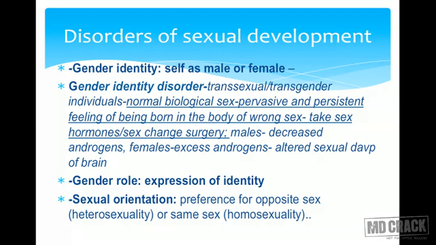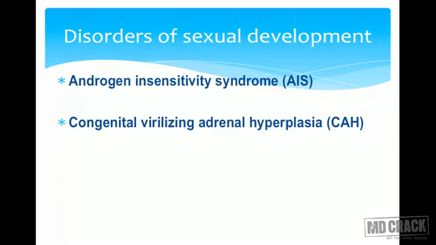The next important word in sexuality is gender role. That's the expression of the identity: how a person expresses his sex, how he dresses, and how he presents. The next important area is sexual orientation. The preference for the opposite sex is called heterosexuality, and the preference for the same sex is called homosexuality.